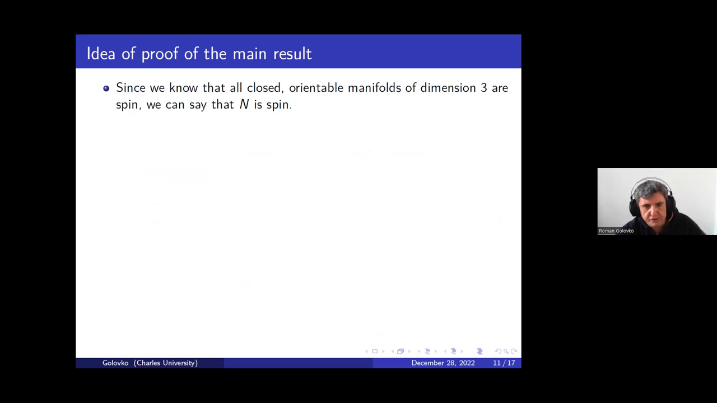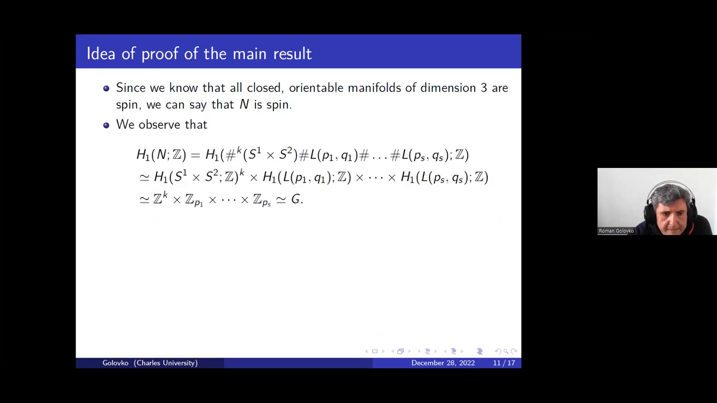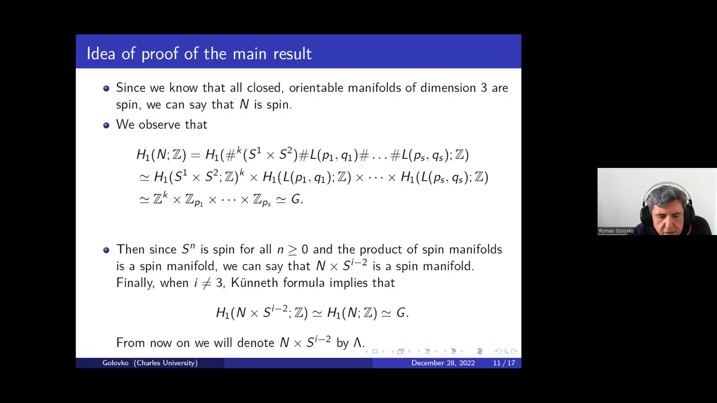Actually, in dimension three you get an orientable manifold, and we know that in dimension three all orientable manifolds are spin. So from this perspective, the manifold that we get is spin. One can easily check that H1 is isomorphic to G for this three-manifold. Also, we know that all spheres are spin and the product of spin manifolds is spin. So by taking the product of our three-manifold with a sphere of the right dimension, you will get a manifold of basically any arbitrary dimension.